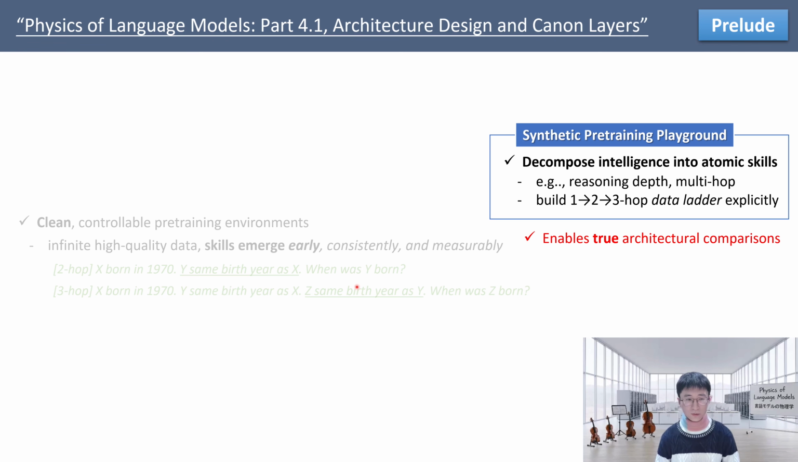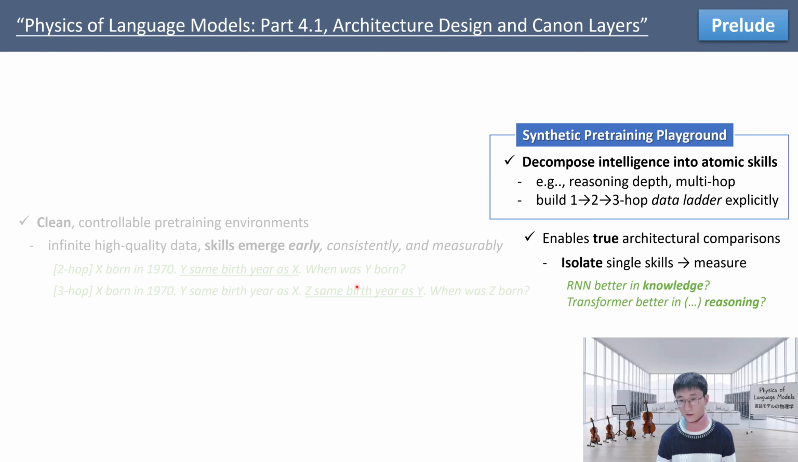So number 2 is that by separating intelligence into different skills, this really enables you to do true architectural comparison. For instance, people say that RNNs are better in knowledge and maybe transformers are better in reasoning, but how exactly and how much better is an RNN in knowledge, and how much is a transformer better in reasoning, and in what type of reasoning?